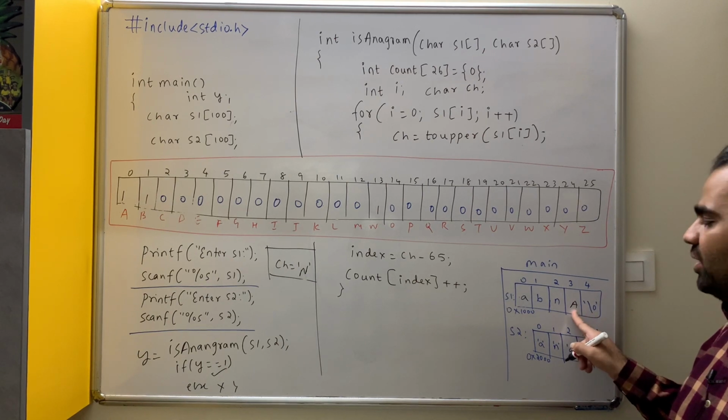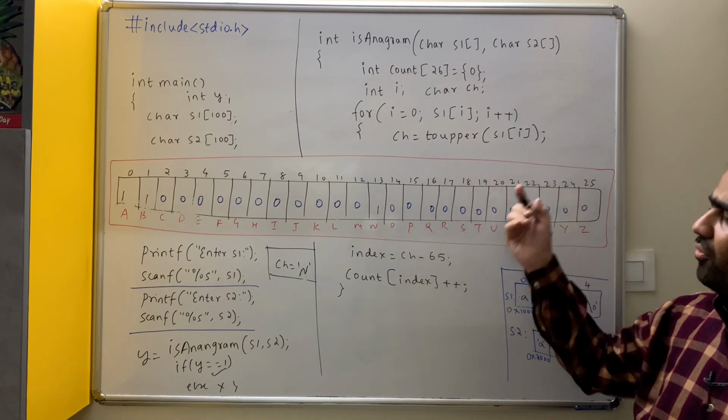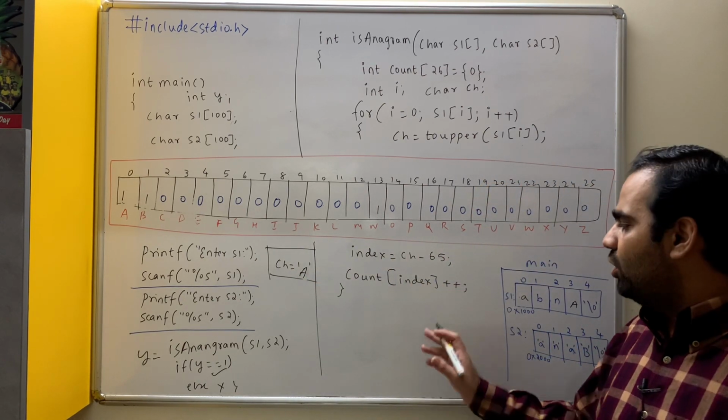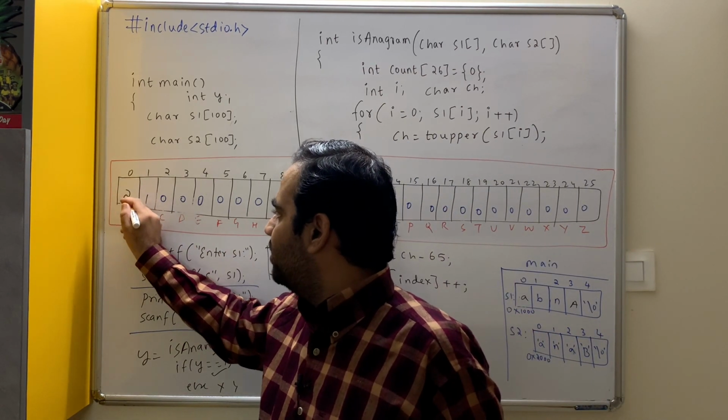Now you say i plus plus, i becomes 3, it is A. toupper of A is again A. A minus 65 is nothing but 0. count of 0 plus plus, that means it becomes 2.